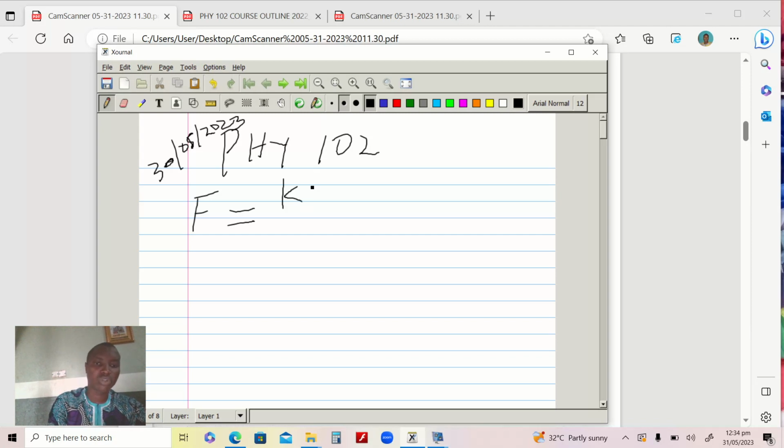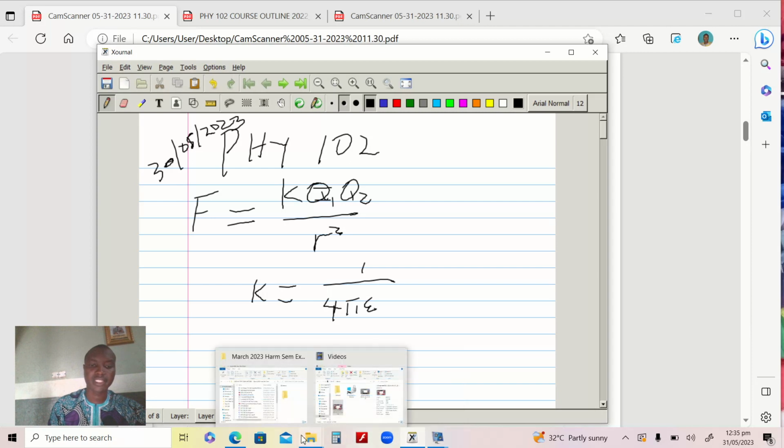And it says F is equal to K Q1 Q2 divided by r squared, where K is a constant, equal to 1 over 4 pi epsilon naught.